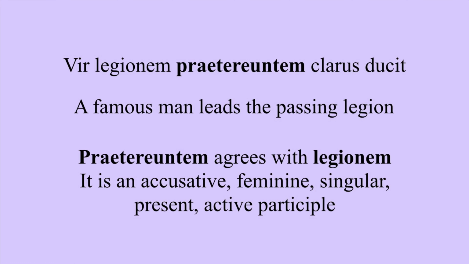So in our next sentence, we'll look at the present participle used in a different case. Vir legionem praetereuntem clarus ducet. So a famous man leads the passing legion, or the famous man leads the passing legion, right? The legion that is passing by. So here, praetereuntem agrees with legionem.